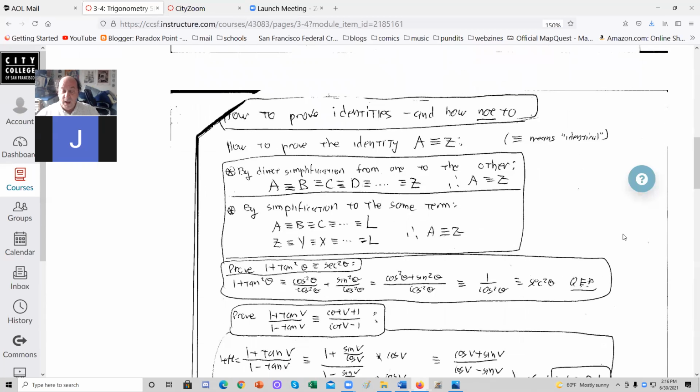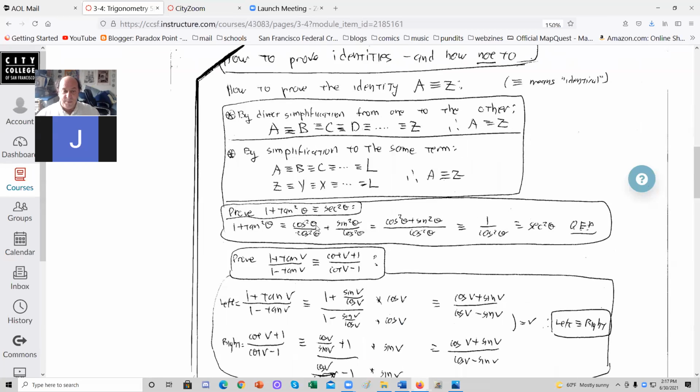That's one way. Another way is you simplify them to the same thing. So A is identical to B is identical to C, is identical to L. Z is identical to Y is identical to X, is identical to L. And therefore A is identical to Z. You can think of this as basically if you start from A, go down to L, and then go back up to Z. The difficulty is that usually the simplification steps from A to L and Z to L are easier to see and to do than the unsimplification steps from L back to Z.